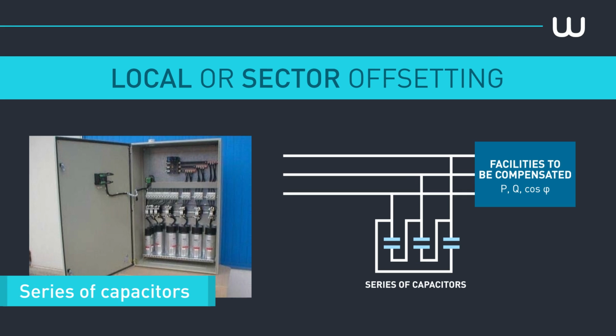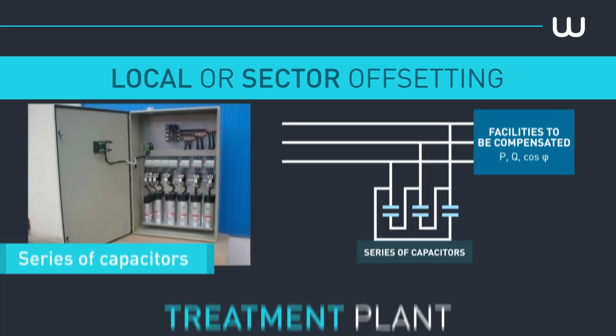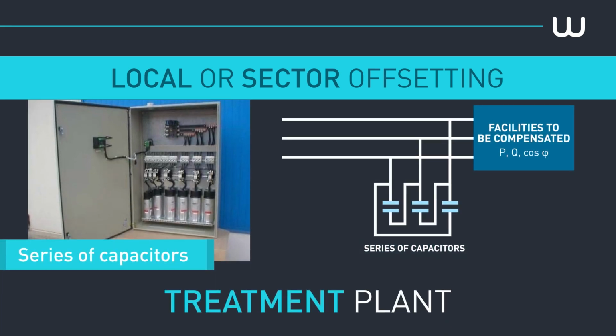In the case of local, or by-sector offsetting, a series of capacitors is installed at the beginning of the facility's sector to be offset. This is suitable when the facility is big and includes various sectors whose loading modes are different. This is particularly the case of a treatment plant with its different treatment processes that have their own electromechanical assets, such as pumps, actuators, agitators, and aerators.